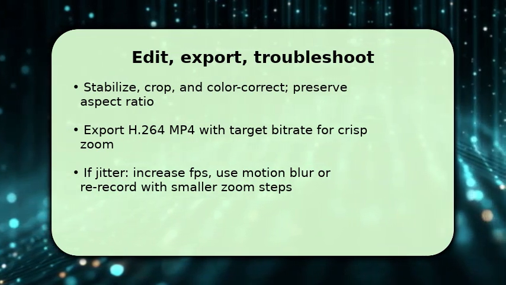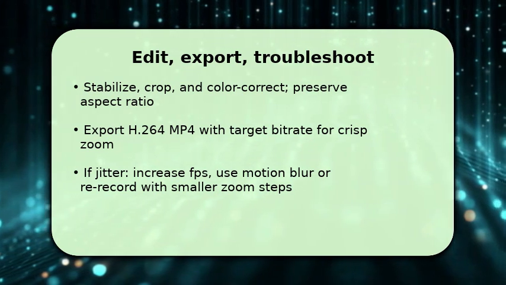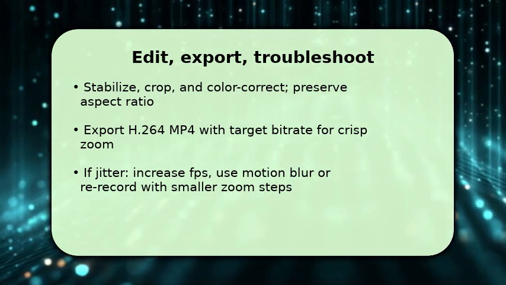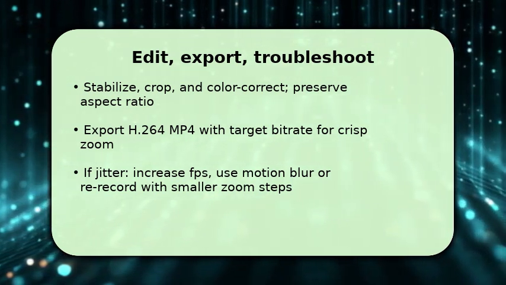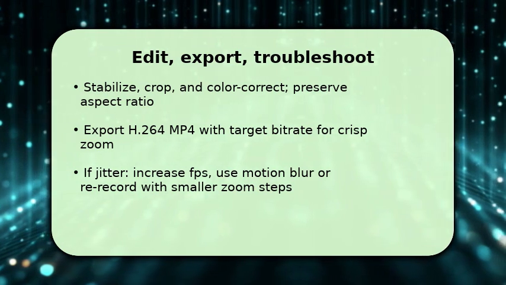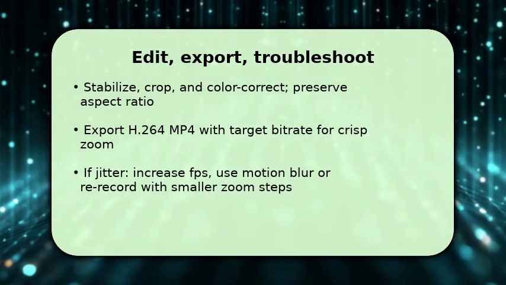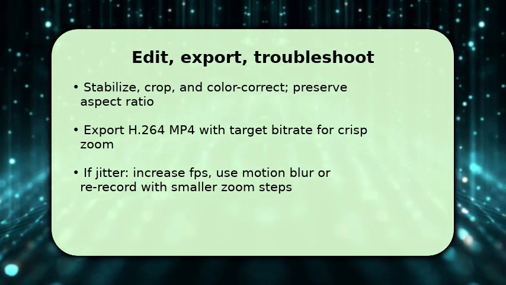If your footage looks jittery, re-record at a higher frame rate or capture smaller zoom increments and interpolate. If tiles or resolution drop appear, switch to satellite imagery or higher zoom level and re-record those segments.